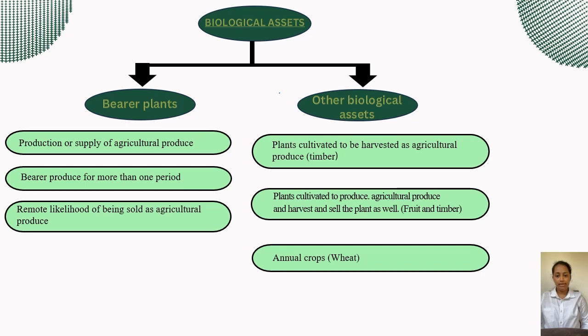According to the standard, biological assets can be divided into two main parts, bearer assets and other biological assets. The main characteristics of bearer assets are the production or supply of agricultural produce, bearing produce for more than one year, and a remote likelihood of being sold as agricultural produce. For example, rubber and tea. The main characteristics of other biological assets are plants cultivated for harvested agricultural produce, and annual crops. Main examples are timber and wheat.